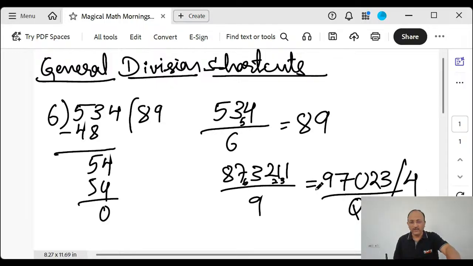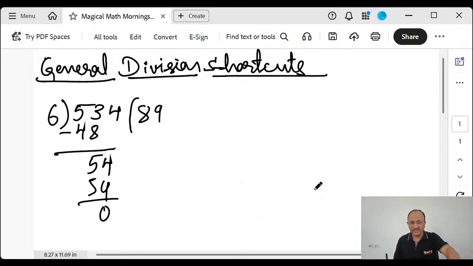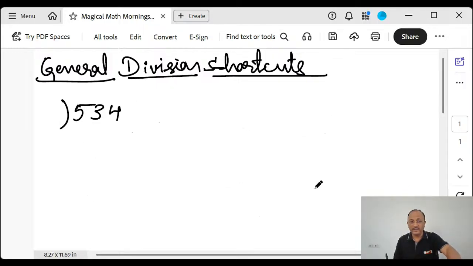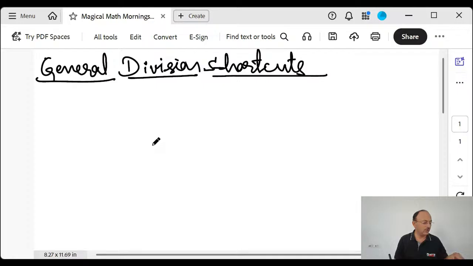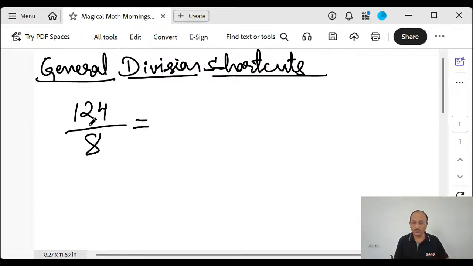Now, let us extend this shortcut division, how to convert the results into decimals and simple fractions also. Now, let's take a number, 124 by 8. How can you write this? This is called proportional division. This is the first method. How can you do it? With 2, if you write, what can we say? 62 by 4 we can write.